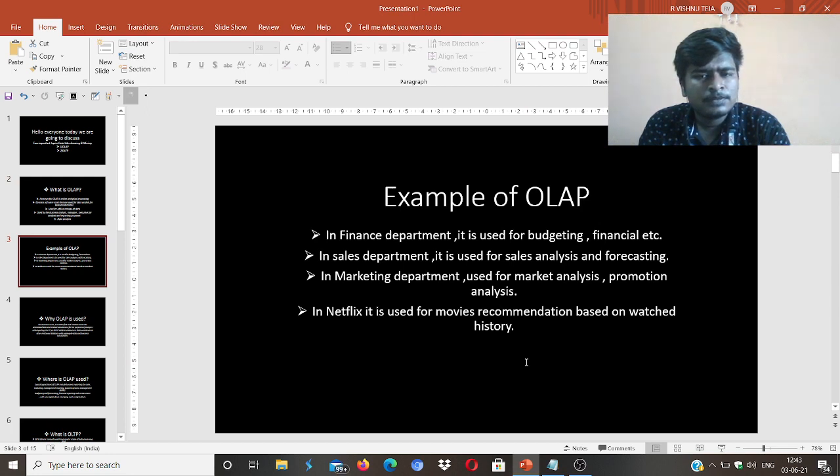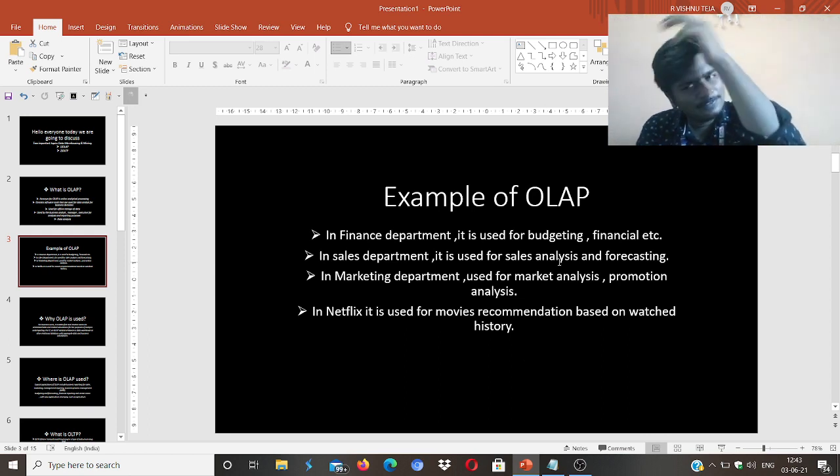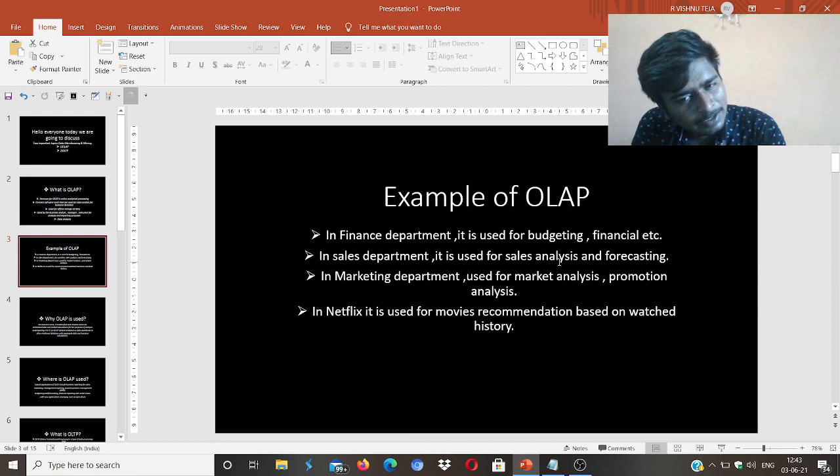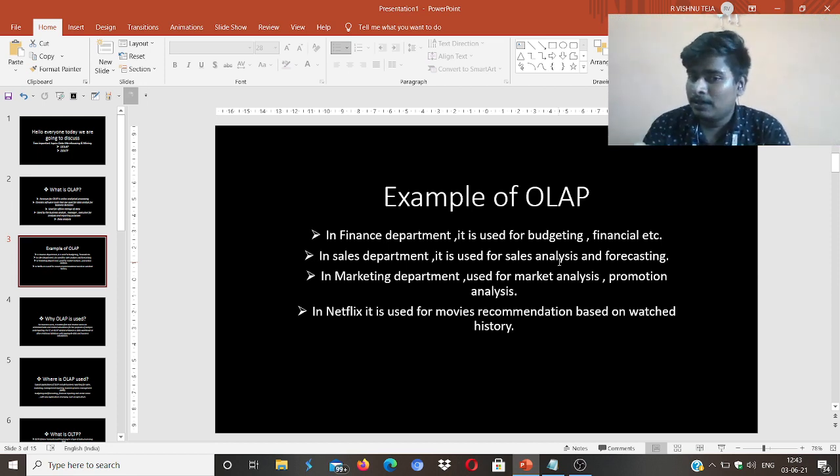Examples of OLAP: in the financial department, it is used for budgeting, finance, etc. In the sales department, it is used for sales analysis and forecasting. In the marketing department, it is used for marketing analysis and promotion analysis. In Netflix, it is used for movie recommendation based on the watch history, wherever the person is most interested in which category or type of movies, that is searched using OLAP.